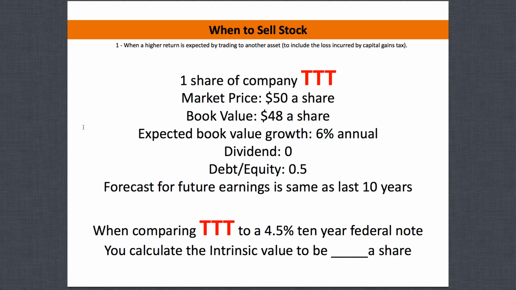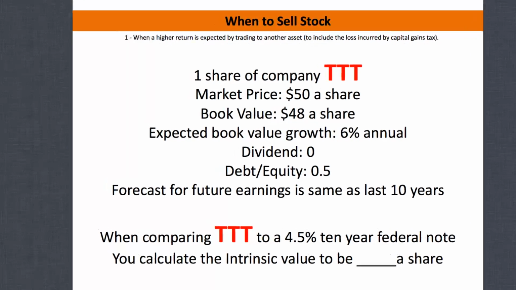And the forecast for future earnings is the same as the last 10 years. So that's the good sign. Company TTT has a good debt management. Their future earnings are all looking good, and the book value growth that we've estimated is a little bit higher than the company we're currently holding. Okay, so when we compare company TTT to a 4.5 10-year federal note, what's its intrinsic value? So we're going to go back to the intrinsic value calculator.